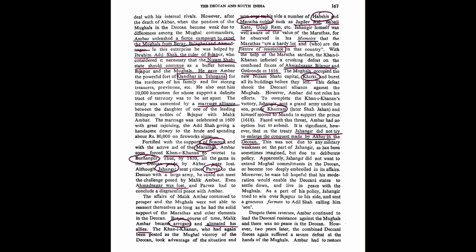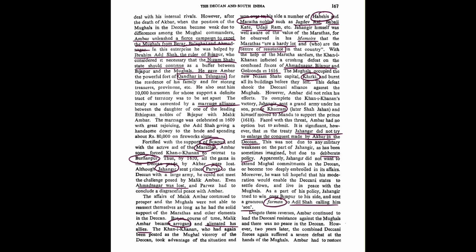This was not due to any military weakness on the part of Jahangir, as has sometimes been imagined, but due to deliberate policy. Apparently, Jahangir did not want to extend Mughal commitments in the Deccan or become too deeply embroiled in its affairs. Moreover, he was still hopeful that his moderation would enable the Deccani states to settle down and live in peace with the Mughals. As a part of his policy, Jahangir tried to win over Bijapur to his side and sent a gracious farman to Adil Shah calling him son.